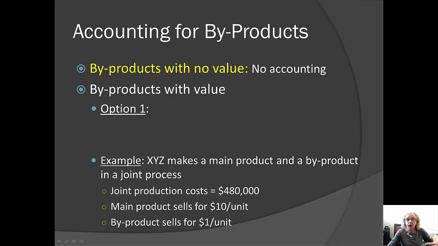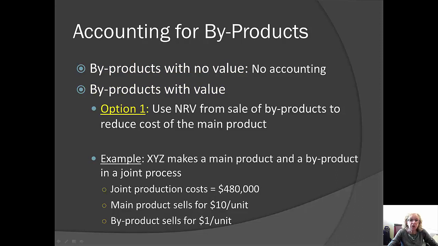However, it is possible that we might have a byproduct that has some small value. For example, we manufacture lumber for construction work, and it also produces sawdust. Sawdust is not nearly as valuable as the lumber, but it has some value. And the question is, how do we handle that byproduct value? One way to do this is to use the net realizable value from the sale of the byproduct to reduce the reported cost of the main product.